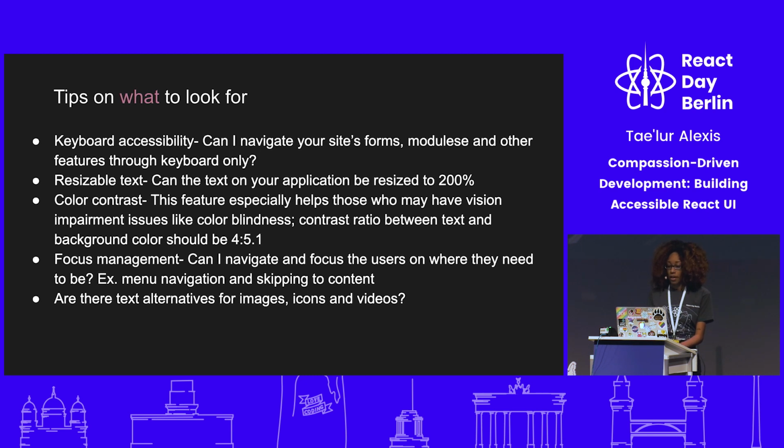And actually, a quick tip on that is using em units over pixels when you're creating your text and everything, when you're coding, because pixels can also break the layout of the application. Color contrast. This feature especially helps those who may have vision impairment issues like color blindness, and the contrast ratio between text and background color should be 4.5 to 1.